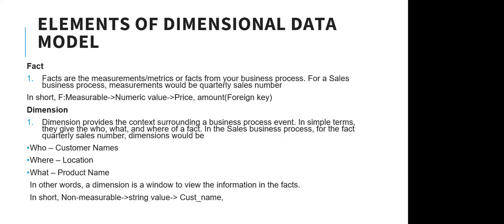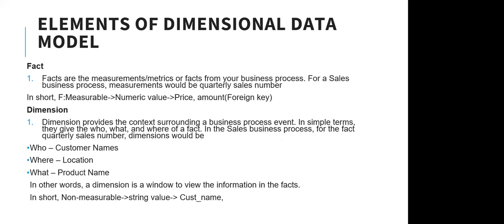And a dimension will explain the who, what and where of the fact. Let's suppose we have considered the sales number as a fact. Whose number is that? Say we have 101. Then whose number is 101? If you ask this, for example, Sam's sales number is 101. If I ask whose sales number is 101, then I could say that it is Sam's number.